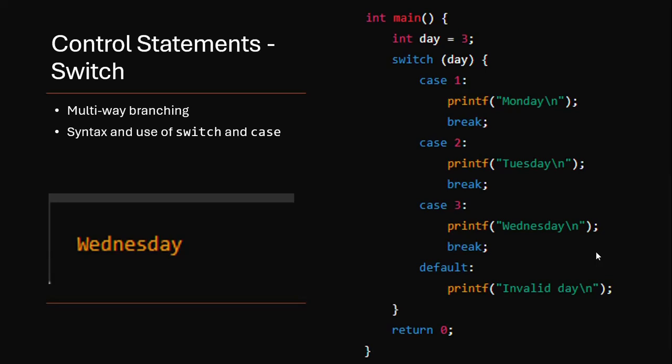Next is switch statements, where we are going for multi-way branching. The syntax and use of switch and case we can see in the code on the right side. It decides which day we are on. The main function has int day is 3, and switch day: case 1 is Monday, case 2 is Tuesday, case 3 is Wednesday, and if nothing is satisfied, default will print an invalid day. Day is 3 here, that means case 3 is satisfied, so it will print Wednesday.